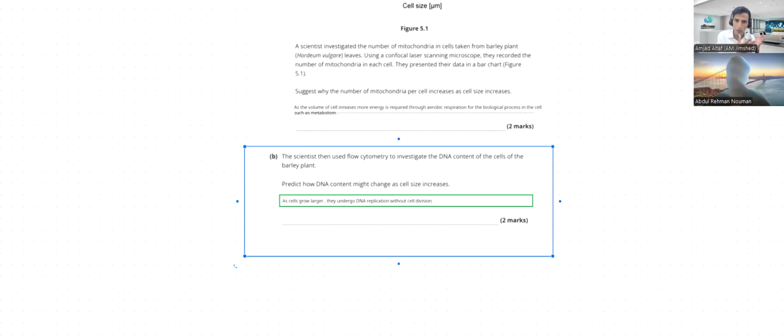One more thing: DNA content would increase with increasing cell size to support a higher level of transcription and protein synthesis. Definitely, if the cell is larger in size, it needs more proteins. So if more proteins are required, the DNA has to be replicated, and that has to go through the process of transcription. So one point that you should say: as cells grow larger, they may undergo DNA replication without cell division. We have an example of polyploidy.